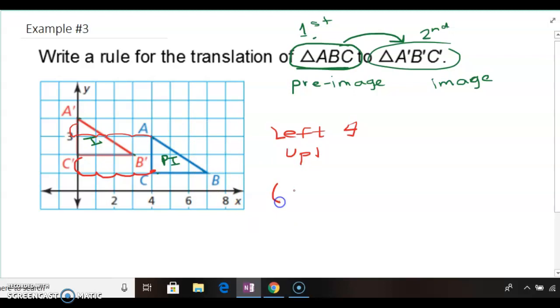So to write the rule, remember it's a rule, not a vector, it'd be (x, y) goes to (x, and we're moving left 4, so that'd be x minus 4. We're moving up 1, so it'd be y plus 1).